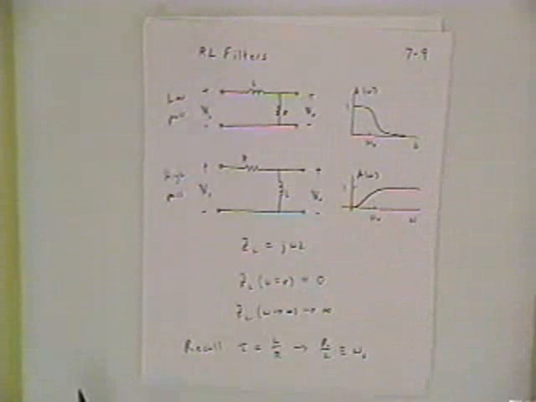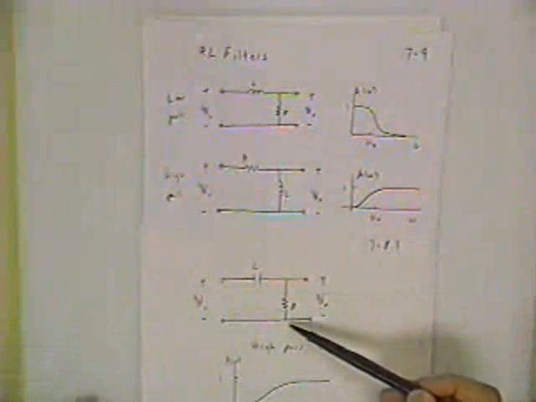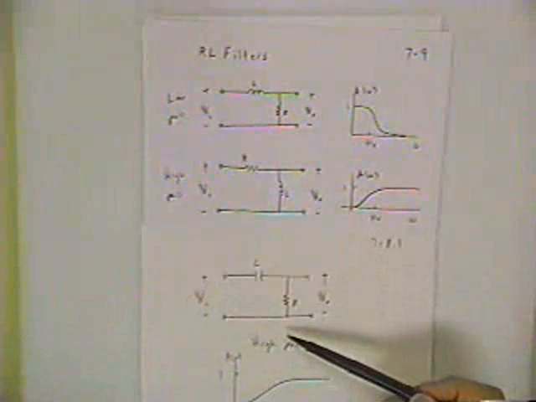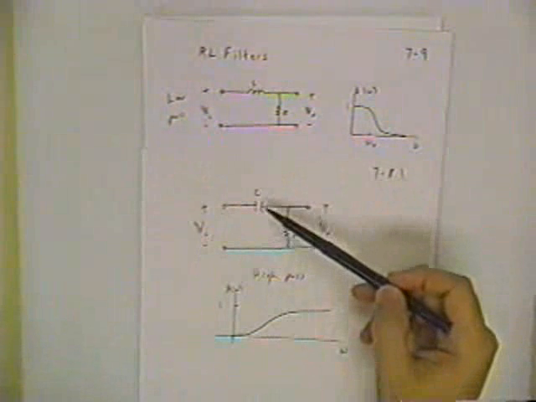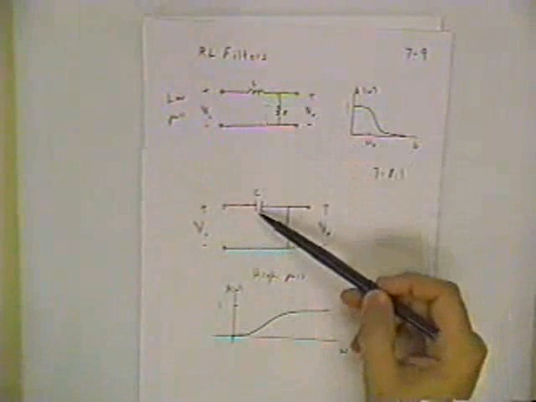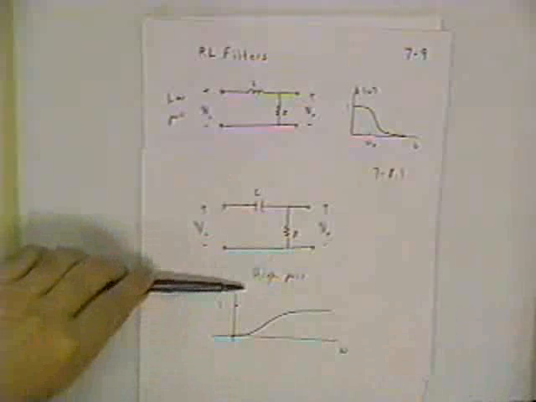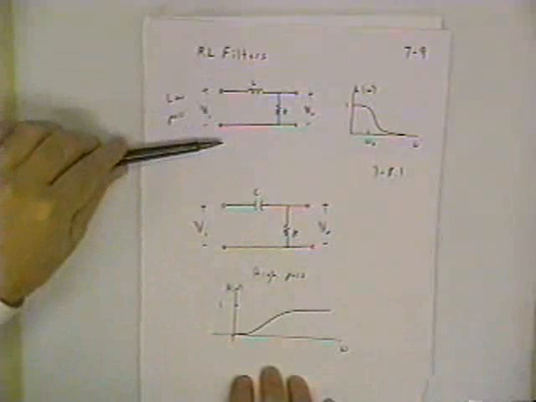But for one final point, let me put this capacitor high pass back up here. Notice if I go from a capacitor high pass, and let me show it that way, from this circuit to this circuit, the only change I've made is I've replaced a capacitor with an inductor. And I've gone from having a high pass RC to a low pass RL.